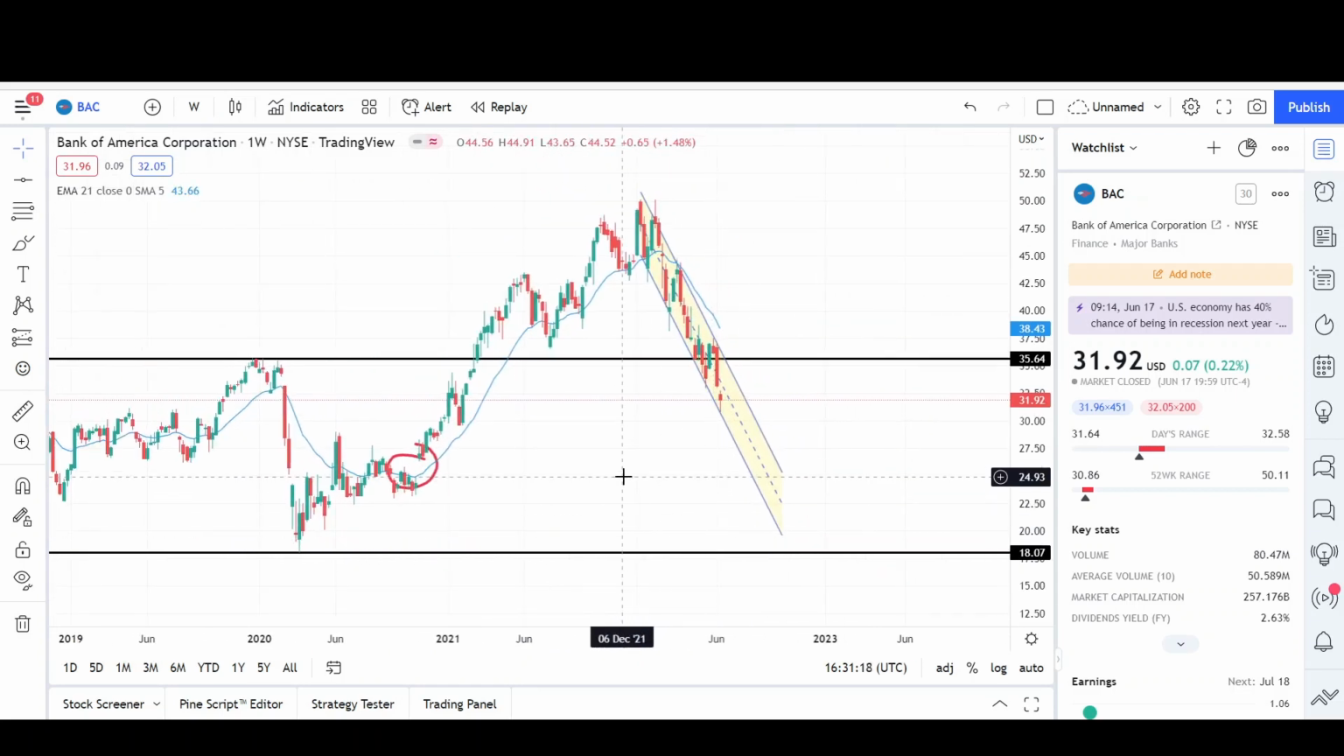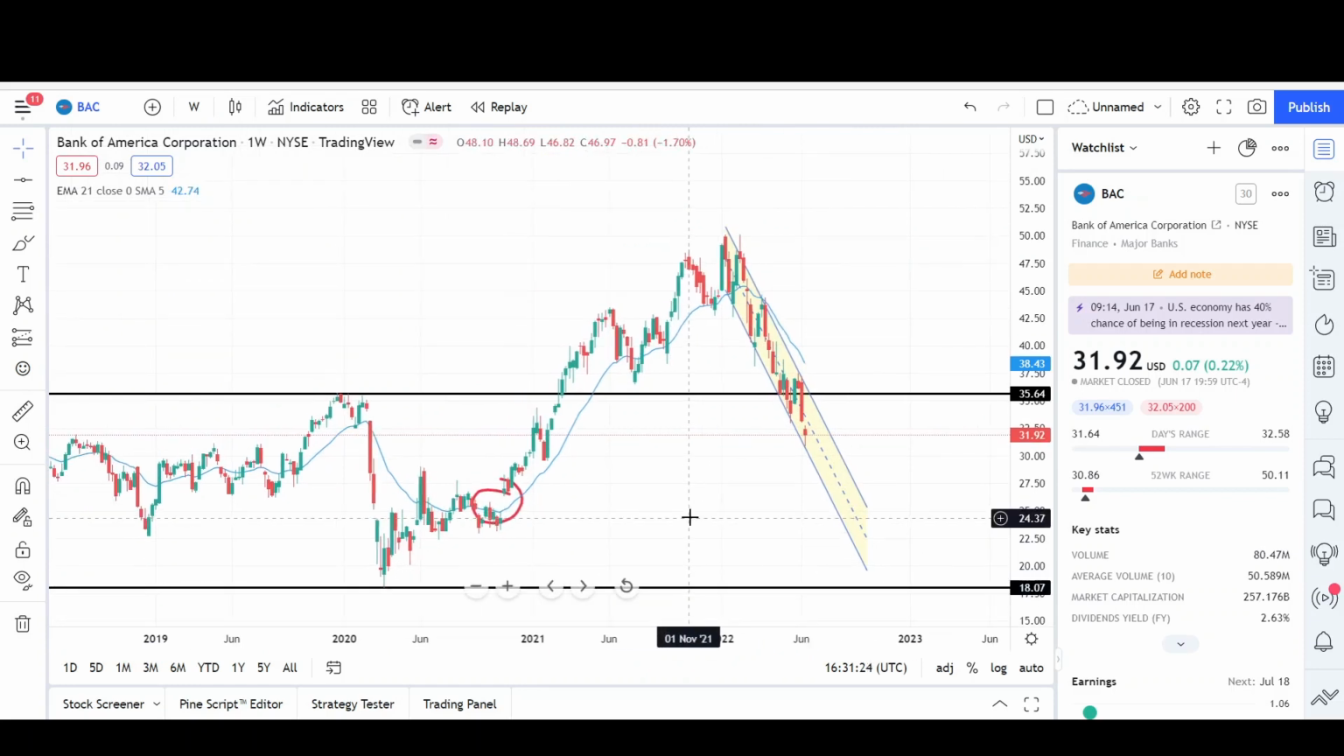So just pay attention to that. If we don't bounce from that $25 level, which we think we can reach, probably going to be entering the low 2020 levels. So that's everything I have for Bank of America.